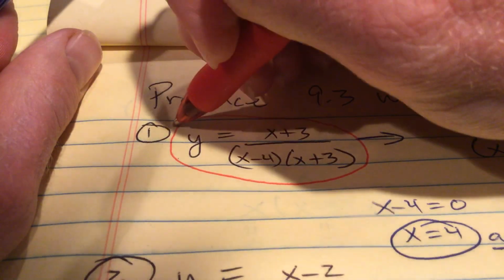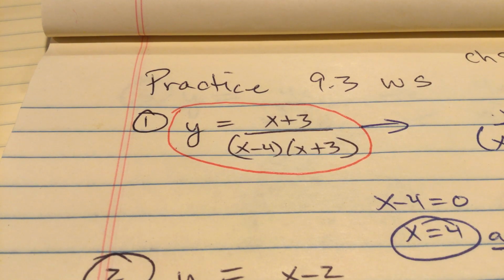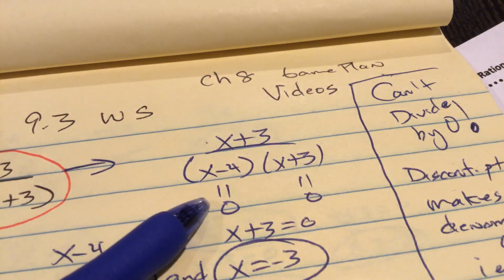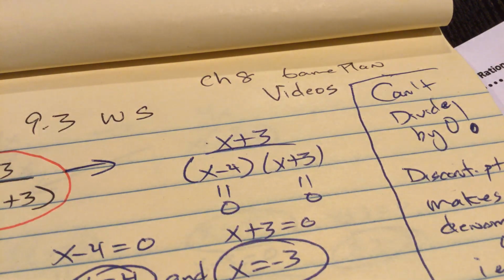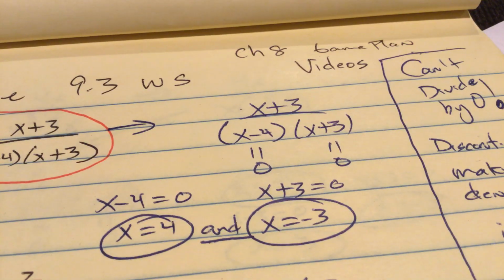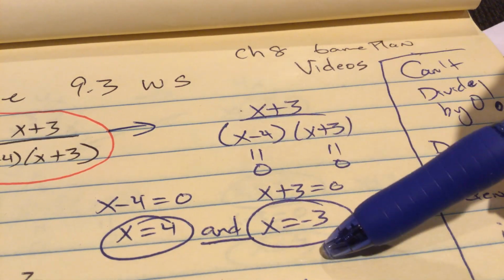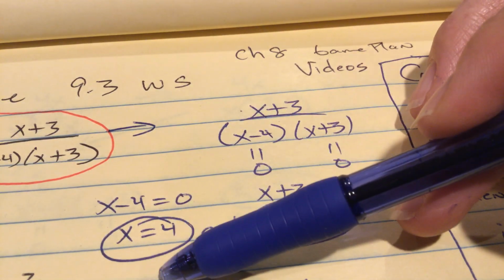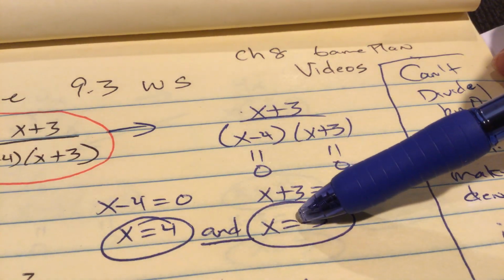What I want you to do always, to figure out what a discontinuous point is, you simply set the denominator equal to 0. This has already been factored for you. Set x minus 4 equal to 0. You set x plus 3 equal to 0. You get a discontinuous point of x equals negative 3. That one right there, you get a discontinuous point of x equals 4. So you have 2 discontinuous points: x equals 4 and x equals negative 3.